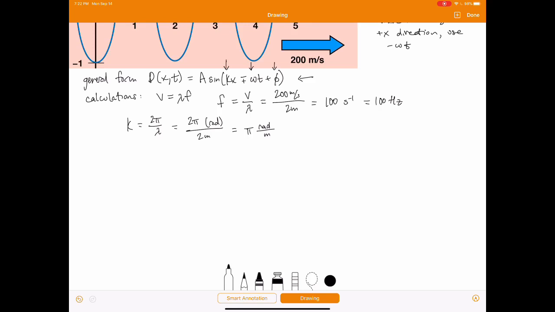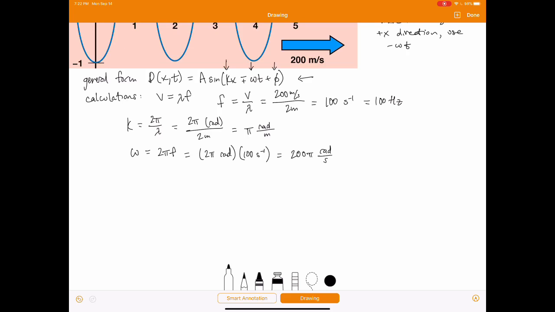You'll also recall from last time that omega is equal to 2 pi times f. Again, this 2 pi carries a unit of radians along with it. Then we multiply by f, which is 100 inverse seconds. So what we have is 200 pi radians per second. Okay, we're almost done.